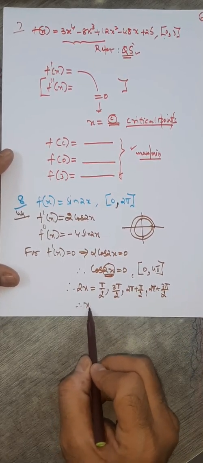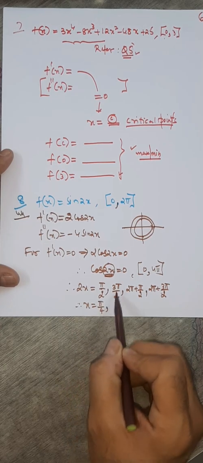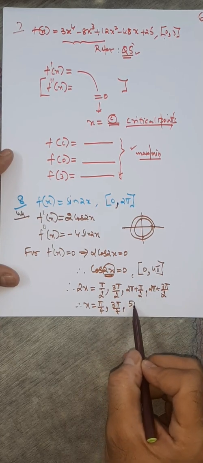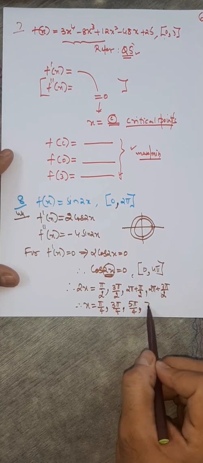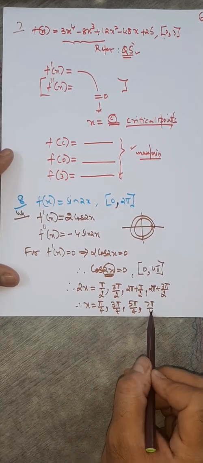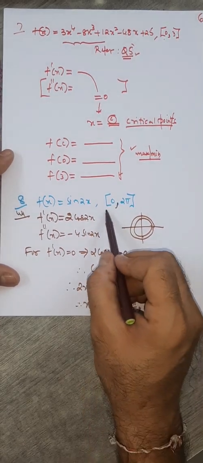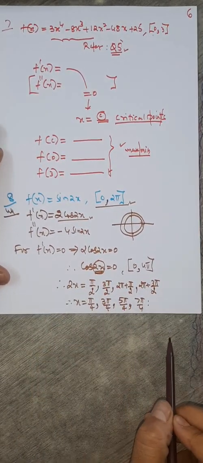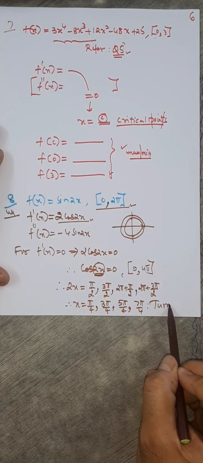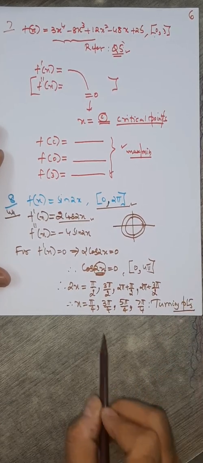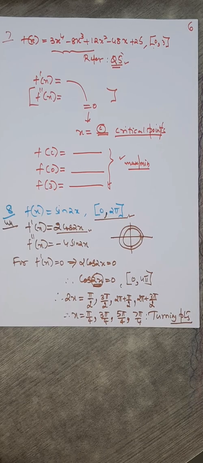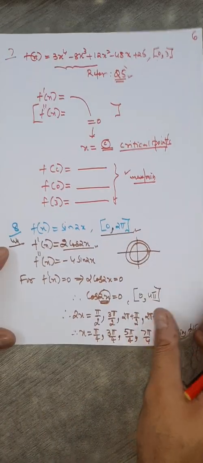So therefore, what are the values of x dividing by 2? Pi by 4, here 3 pi by 4, here this is 4 plus 1, so 5 pi by 4, here 4 plus 3, that is 7 pi by 4. These are the values of x here now in 0 to 2 pi, for which this cos 2x becomes 0. These are all nothing but which points? Turning points or critical points. These are the turning points, okay, so all at these 4 points, either function will have maximum value or minimum value. I repeat, at these points, either the function will have maximum value or minimum value.